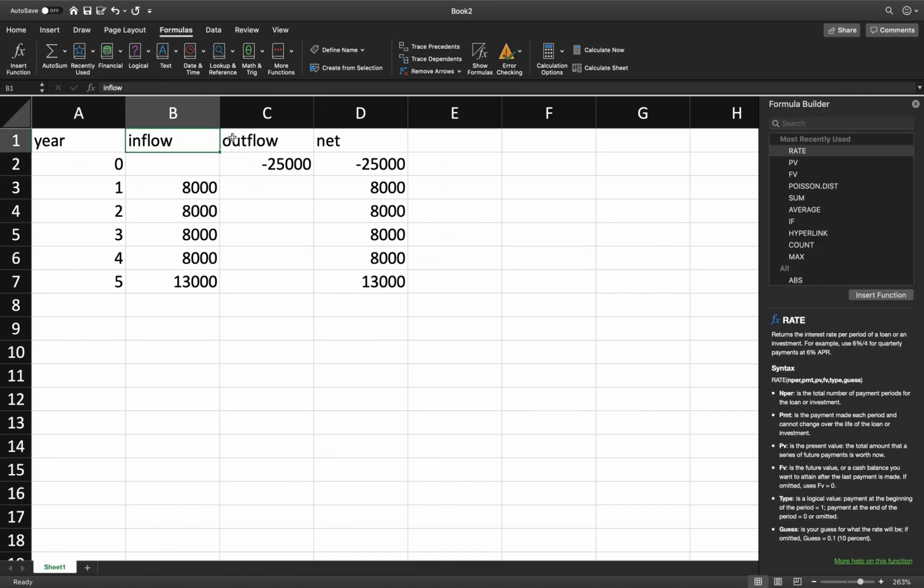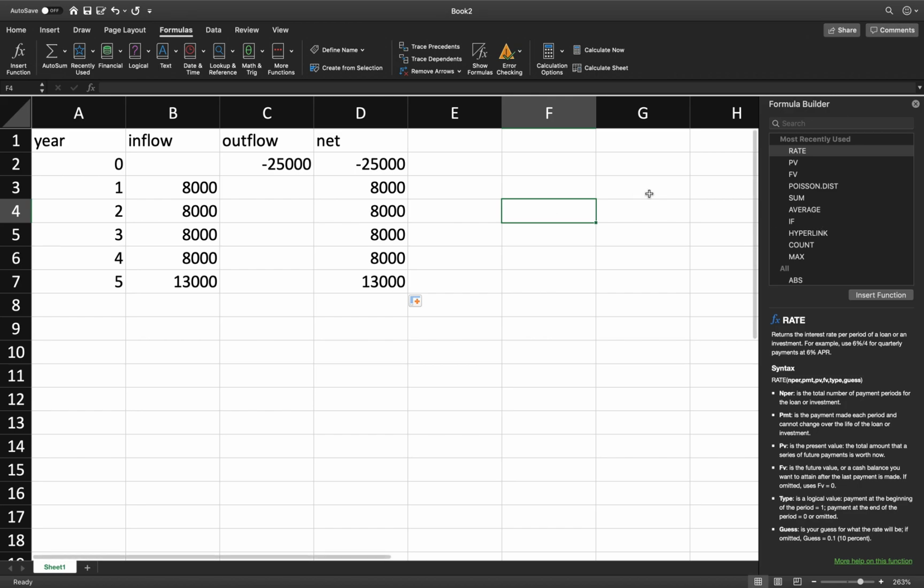You have year, inflow, outflow, net value, and then year zero, the outflow, there's no inflow, outflow is this much, right? Year one to year four, it's always $8,000. Year five, it jumps to $13,000. And then this is inflow, right? The net is basically just the sum of inflow and outflow. So basically, this equals this plus this. And I'm just going to drag down its sum for all those. This is what it gives you, right?